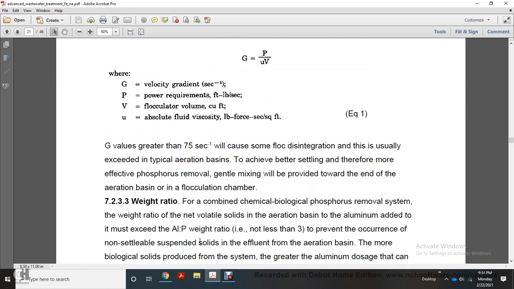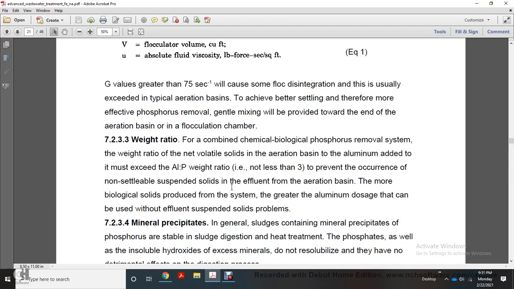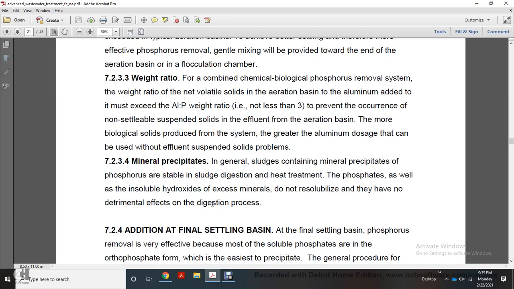This will cover some of the floc disintegration that usually occurs in a typical aeration basin. Achieve better settling, and therefore more effective phosphorus removal, with the general mixing provided towards the end of the aeration basin flocculation chamber. Weight ratio for a combined chemical-biological phosphorus removal system: with the net volatile solids in the aeration basin, aluminum adds succeed with the aluminum to phosphorus weight ratio not less than 3, to avoid the occurrence of non-settleable suspended solids in the effluent from the aeration basin. The more biological solids produced through the system, the greater the aluminum dosage that can be used without effluent suspended solids problems.